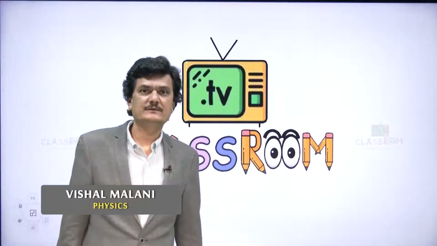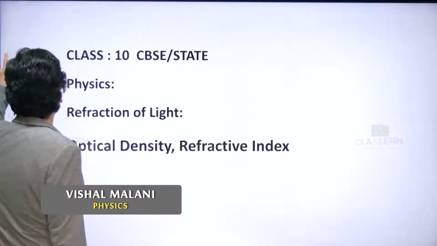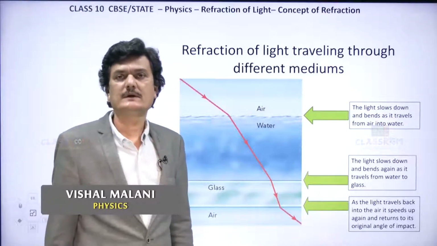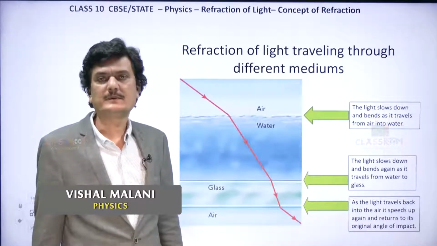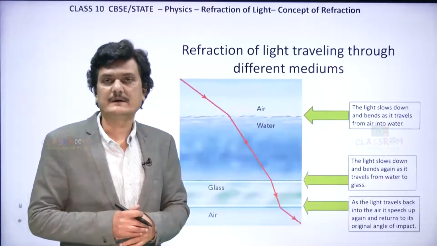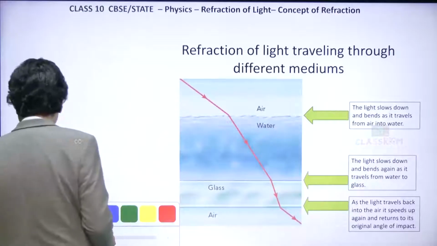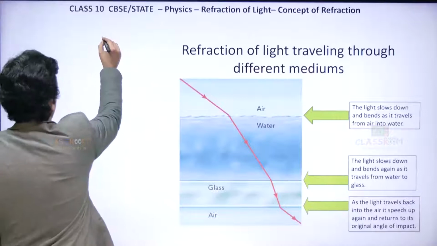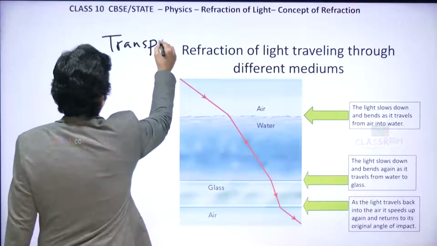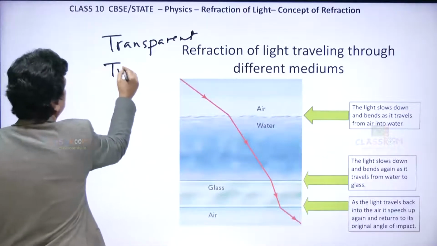In the previous class we had seen reflection, and now we are looking into transmission through transparent surfaces. Before that we were looking into opaque, highly reflective, shiny surfaces. Now we are looking into transparent surfaces and transmission.